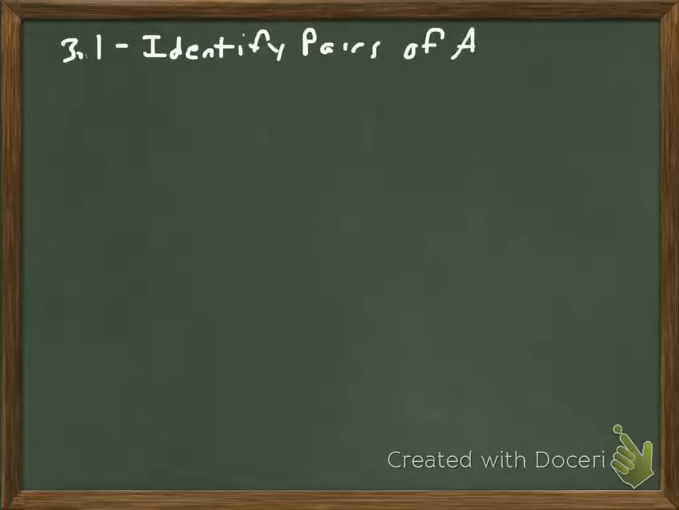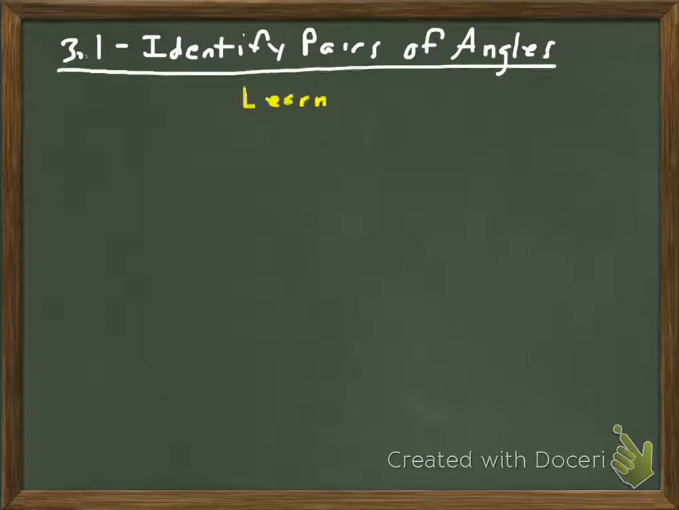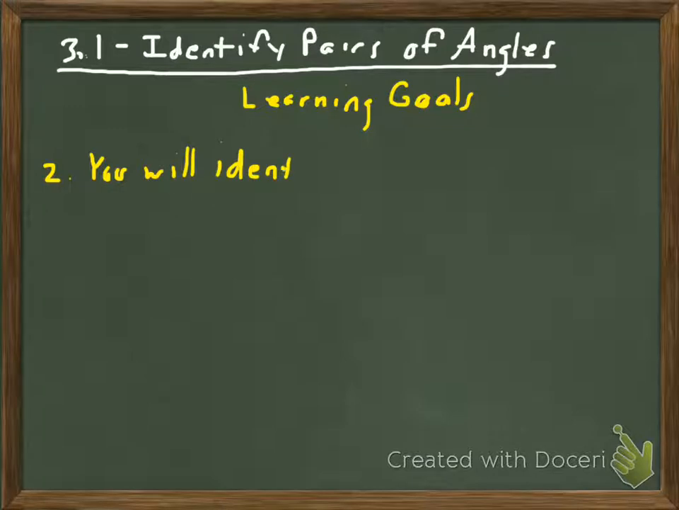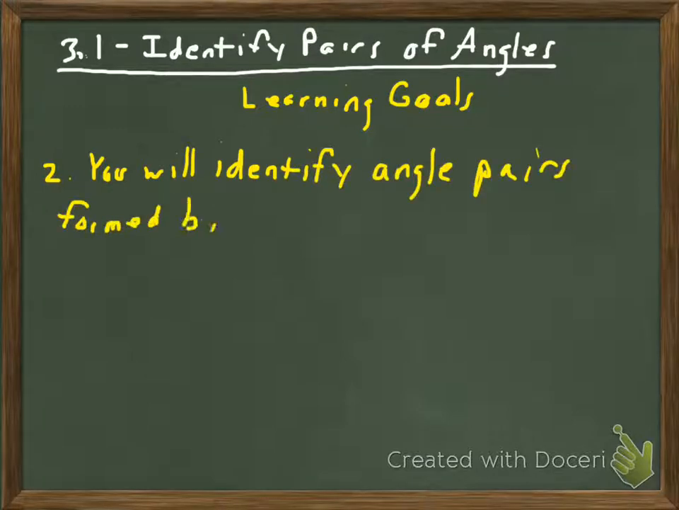Hello geometers, here we are again, and we're in section 3.1 still, and what we're going to learn to do today is how we identify pairs of angles that are formed by three lines. We talked about our learning goals last time. In the last video, we learned how you describe the relationships between two lines or two planes in a three-dimensional space, and now the learning goal for the second video in this section is to identify angle pairs formed by three lines.